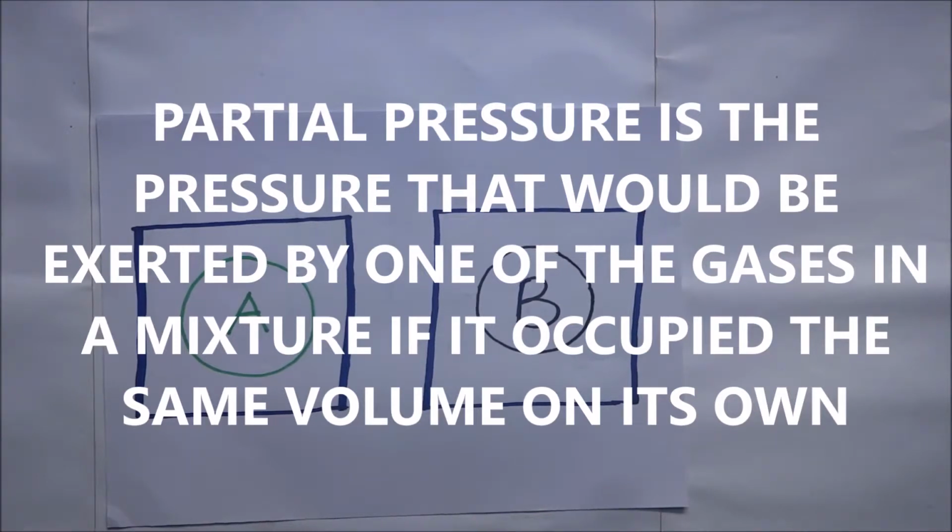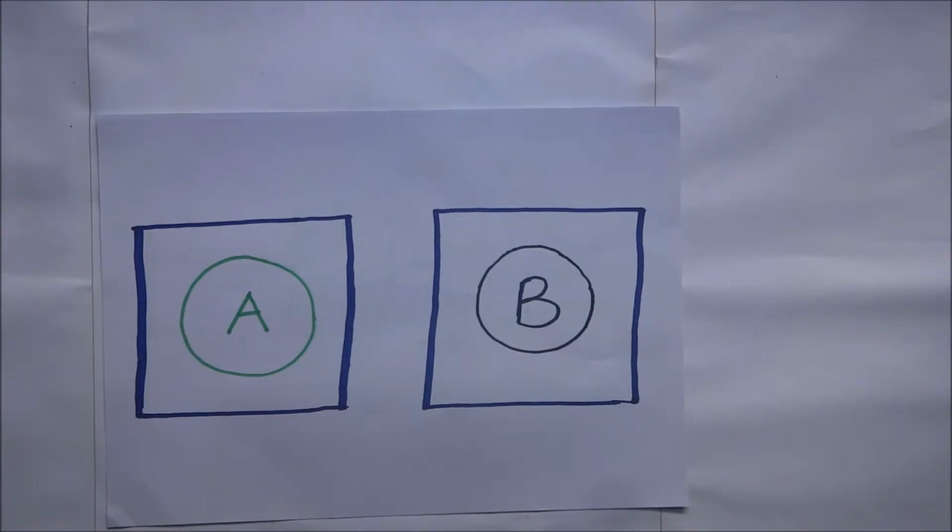Now that we know what partial pressure means, we can go ahead and start talking about Dalton's law of partial pressures. Dalton's law of partial pressure simply states that if two or more gases are put together in a container, and these gases are not chemically reacting together, then the total pressure of the mixture of those gases is equal to the sum of the partial pressures of the components in those gases.